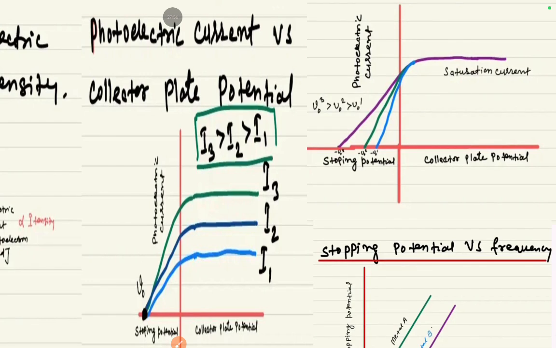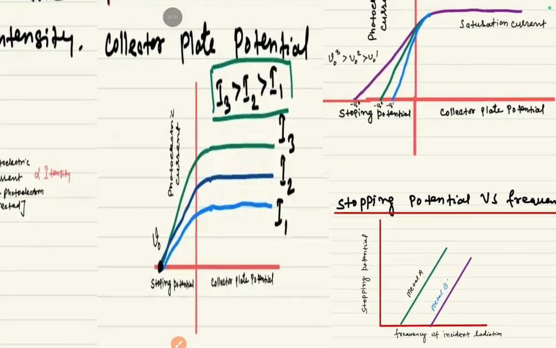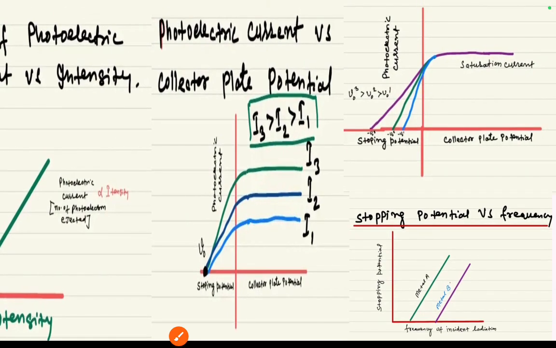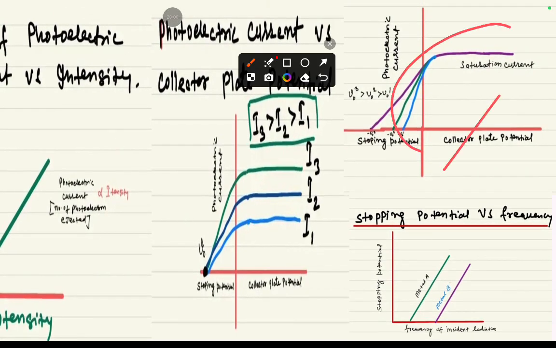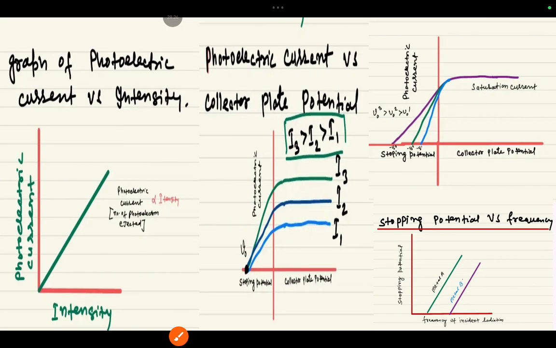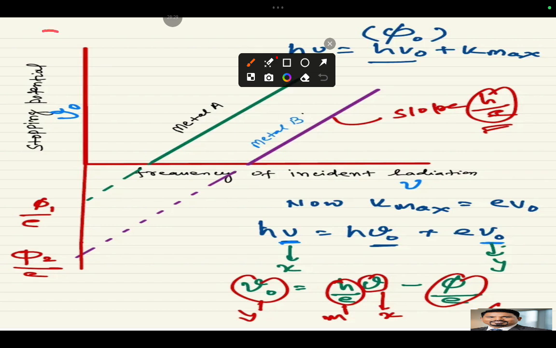But here, in terms of the frequencies, and here in terms of the intensities, sorry, I will show that one. This is related to the saturation current position. This is related to the stopping potential. Say I3, I2, I1. Here nu 3, nu 2, nu 1. And this is about the threshold frequency, stopping potential versus frequency. This is metal A and this is metal B.